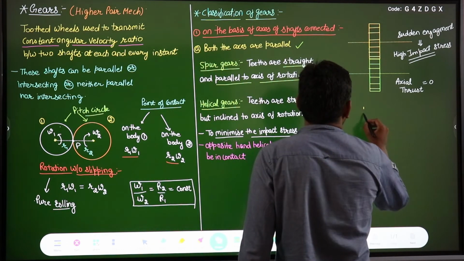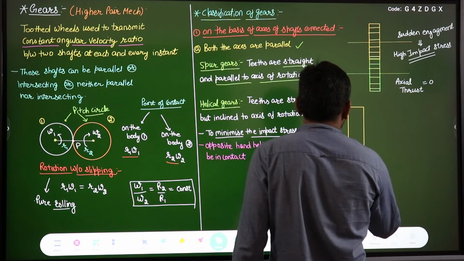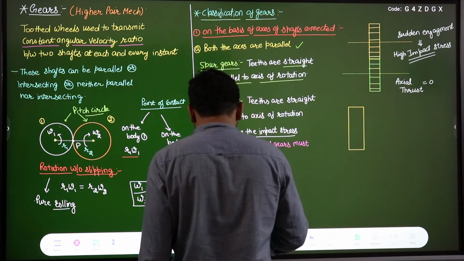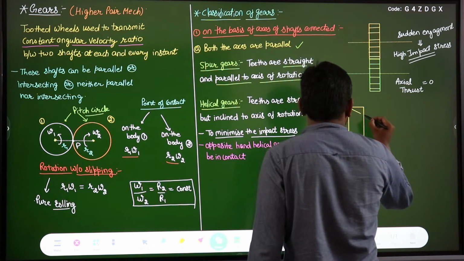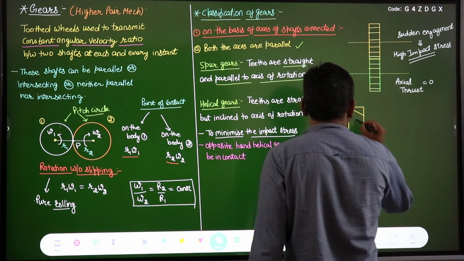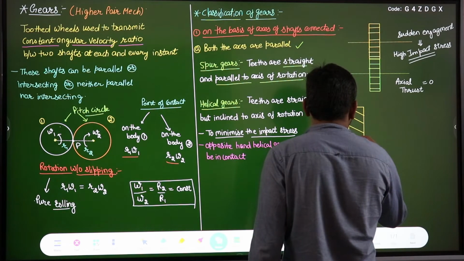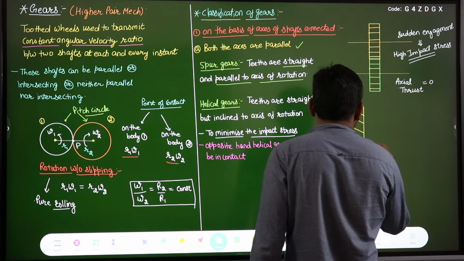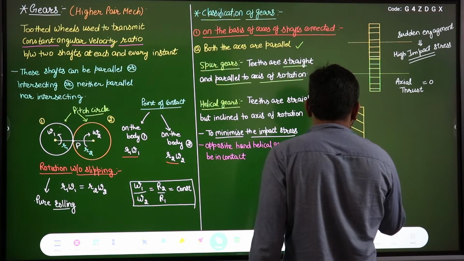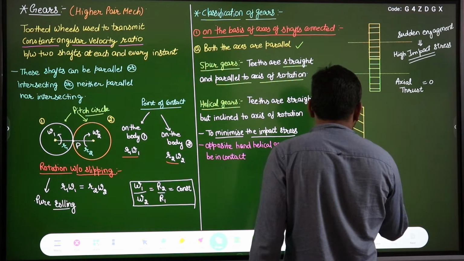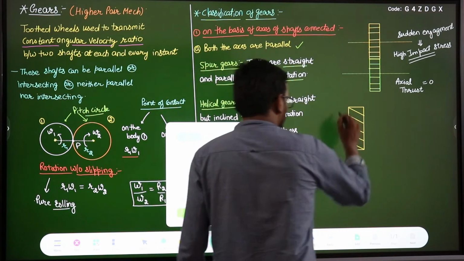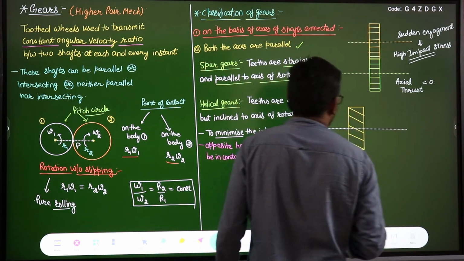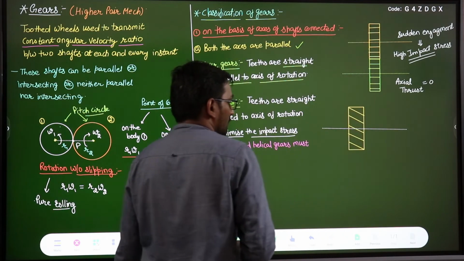Suppose this is your gear 1. Suppose the teeth on this gear will be like this. They are inclined to the axis of rotation. Not parallel to the axis of rotation. They are inclined to the axis of rotation like this. Right? Suppose the axis of rotation of this gear is this one. This is the axis of the shaft. Now they are at some angle with the axis of rotation.